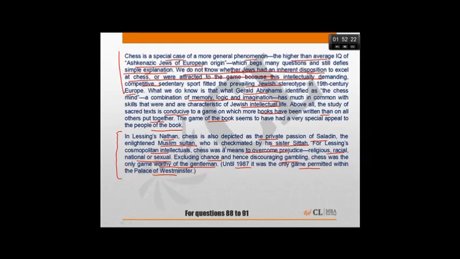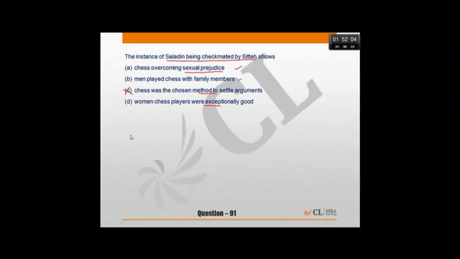Yeah, the private passion of Saladin, the enlightened Muslim Sultan, who was checkmated by his sister. So, enlightenment means not having any biases. Cosmopolitan intellectuals, chess was a means to overcome prejudices, religious, okay, overcoming prejudices. So this is probably talking about sexual prejudices, wherein women are also allowed. Okay, so that completes this part.